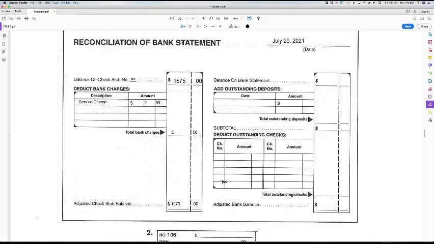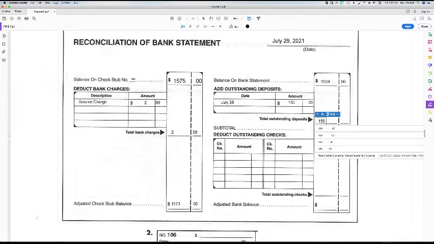Okay, so that was the left side of the bank statement reconciliation. Now we're going to be moving on to the right side. So the first thing that we're going to do here is put in the balance on the bank statement, which is $1,528. Next, we are going to put in our outstanding deposits. So we're going to put in the date, which is July 28th, and then the amount of the outstanding deposit, which is $150. And then we're going to bring that number down to the total outstanding deposits.